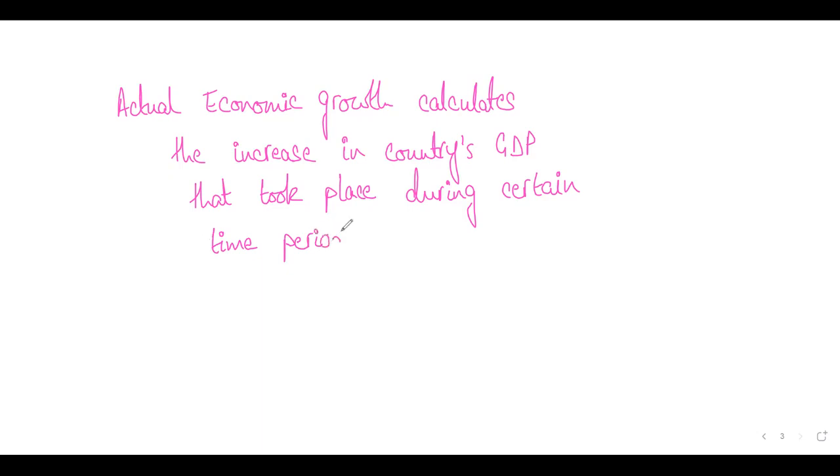Okay. Now, after you've explained this, you will move on and talk about what is the potential. Now, potential, on the other hand, just tells you how much more a country can produce. Potential economic growth calculates how much more a country can produce. It is not telling you how much more actually has been produced, but how much more a country can produce, right? So think about this.